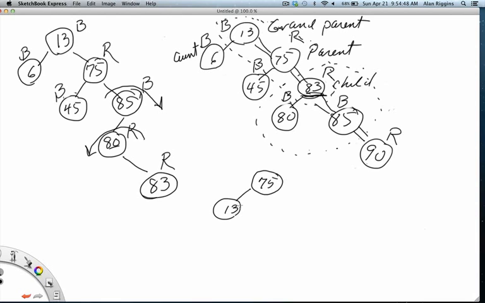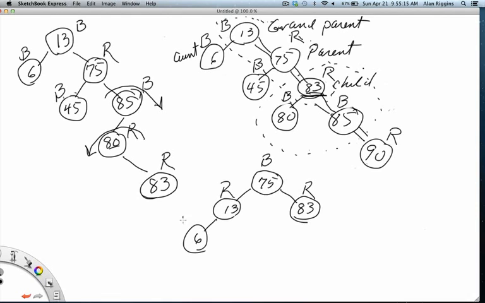And here we have the 83. So these are the 3 nodes that are involved in the rotation. 13, 75, 83 become 13, 75, 83. Now we have black, red, and red after a rotation. Now we have the 6 that did not move. It was the left child of the 13, and it still is.